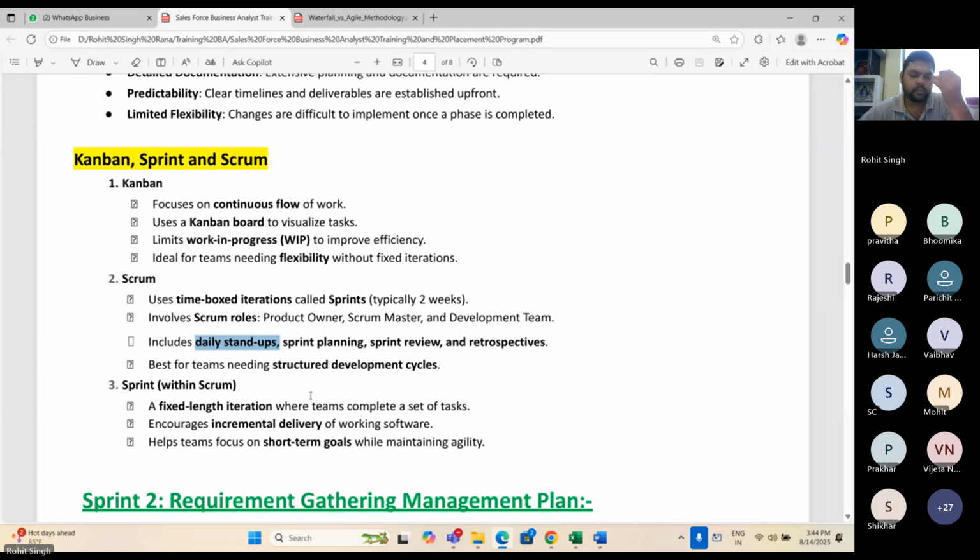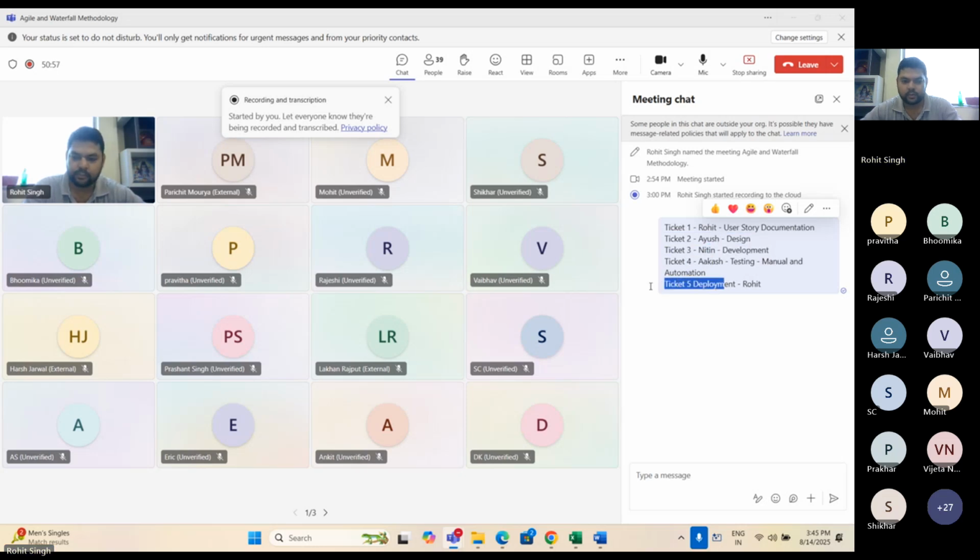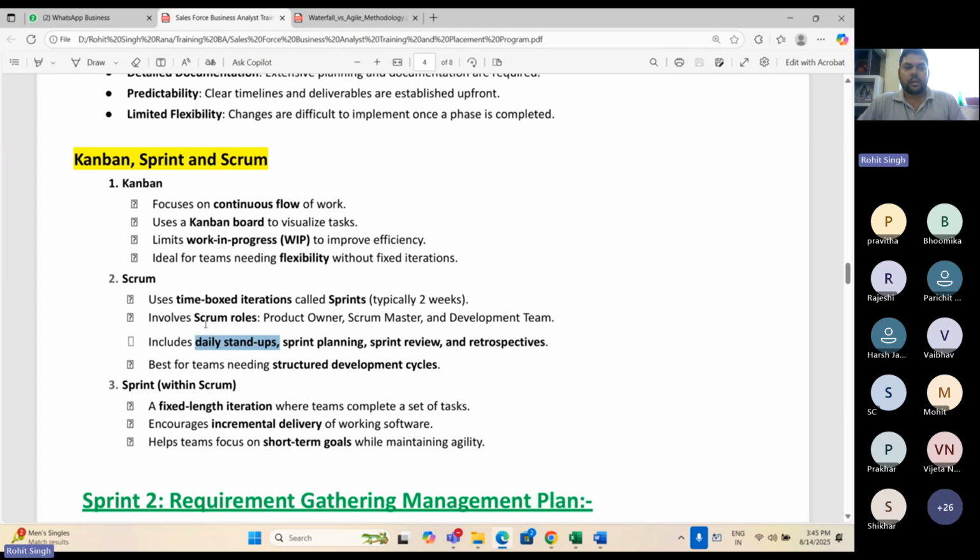What is happening, what I'm going to do today. Unit basis, not a high-level meeting, just a unit basis meeting. I have 10 tickets in my kitty. I'm going to do ticket number one, two, three, four, five. Rohit is going to do one, Ayush is going to do two, Nitin is three, Akash is four, and Rohit is five. So that is the daily scrum call. Login scrum call and end scrum call.